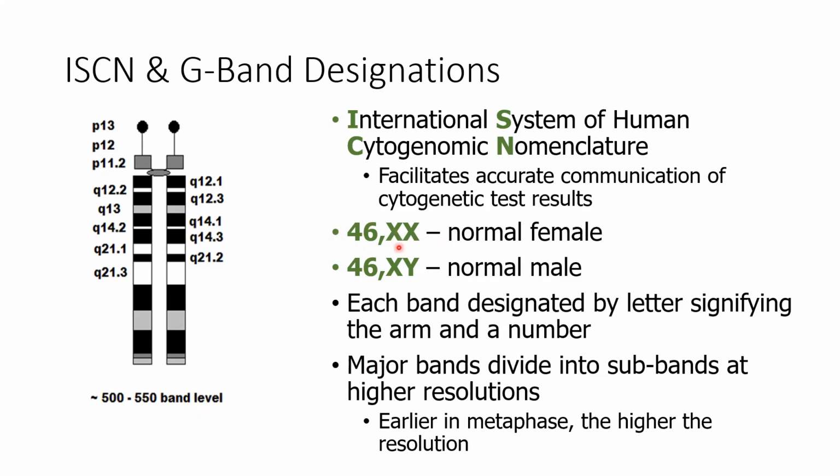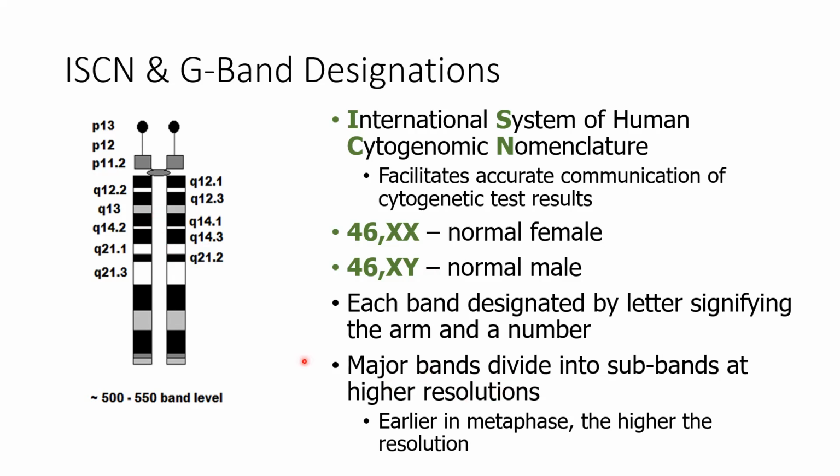I guess the most basic thing to know today is that the correct nomenclature for a normal female is 46,XX. So this is how you will see that written on a report. If it's a normal male, you'll see 46,XY. Now, we're going to be talking a lot about bands today, and each of those bands will have numbers and letters signifying what they are.